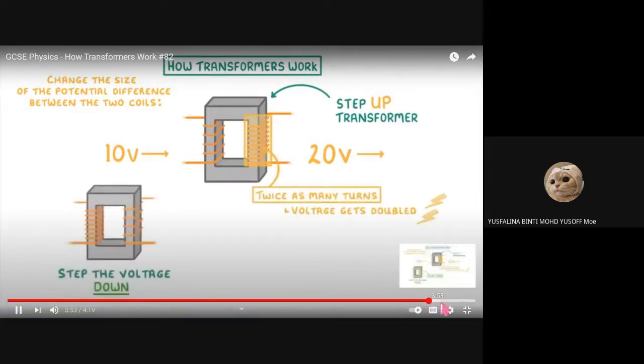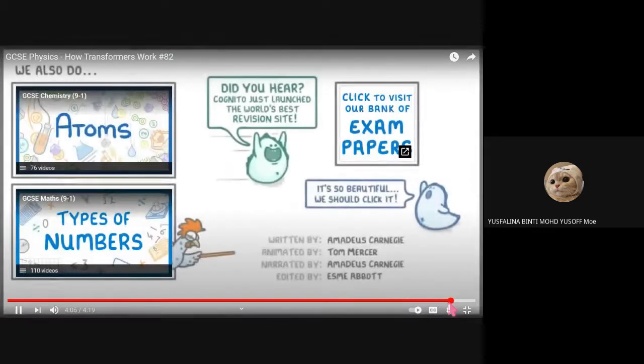Okay, so for the step-down transformer, the voltage will go down. Later we will learn how to calculate that. Anyway, that's everything for this video.